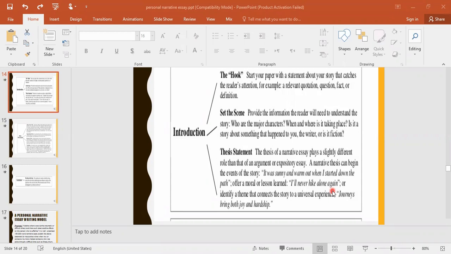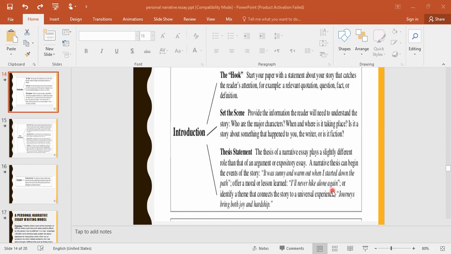Or you can identify a theme that connects the story to a universal experience. يعني your story will be connected to experiences that happen with everybody in the world. يعني journeys bring both joy and hardship. يعني journeys, trips can bring you happiness and joy. You can enjoy journeys, but at the same time, you face many difficulties when you go on a journey. So this is a theme which connects to your story and at the same time to many experiences around you.